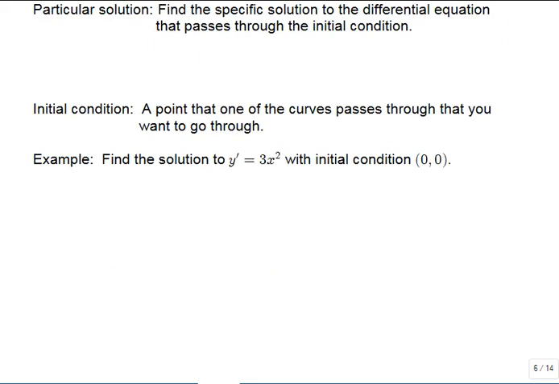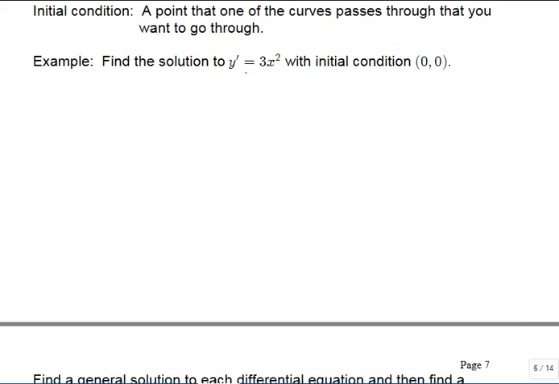So the initial condition is just a point that one of the curves passes through that you want to go through. For example, y prime equals 3x squared, and we want to find the solution to that with an initial condition of 0, 0. So think about it. What function, y, has as its derivative 3x squared? That's got to be an x cubed plus possibly a constant on the end. This is called your general solution.